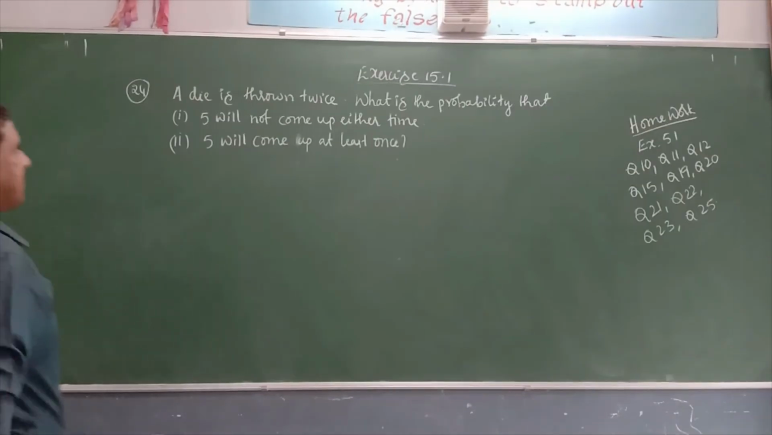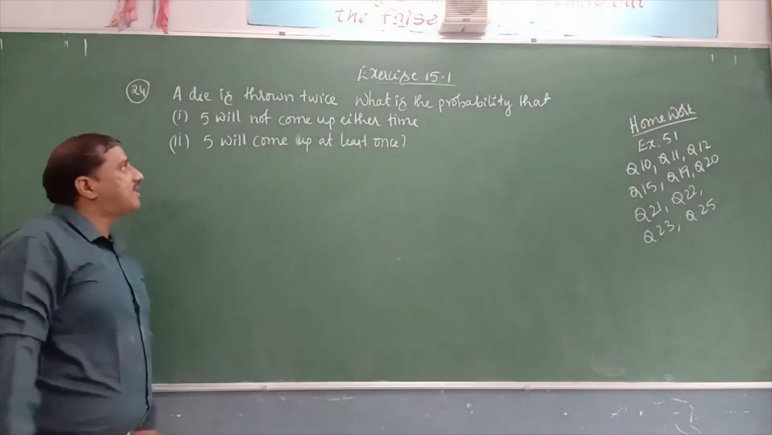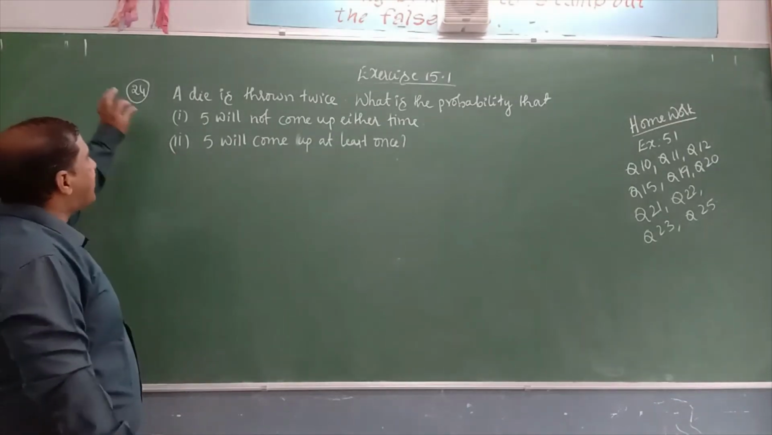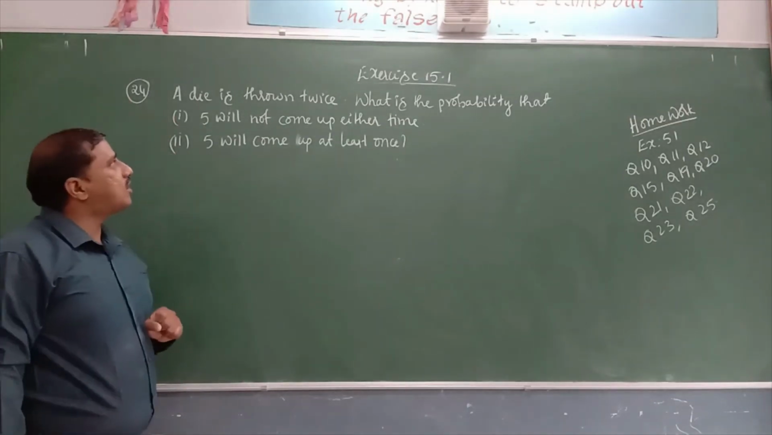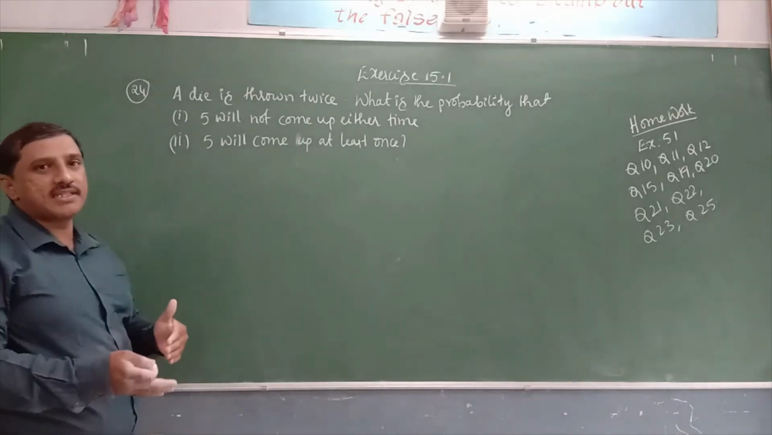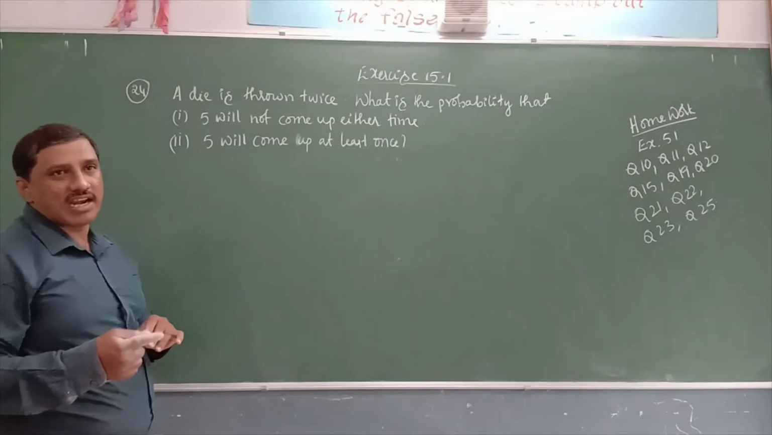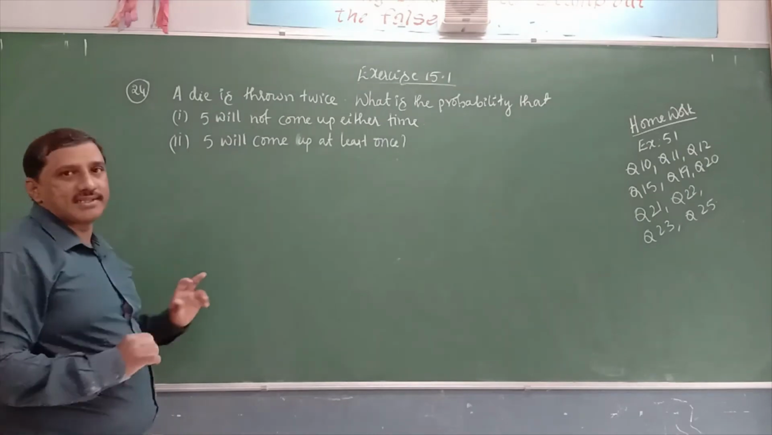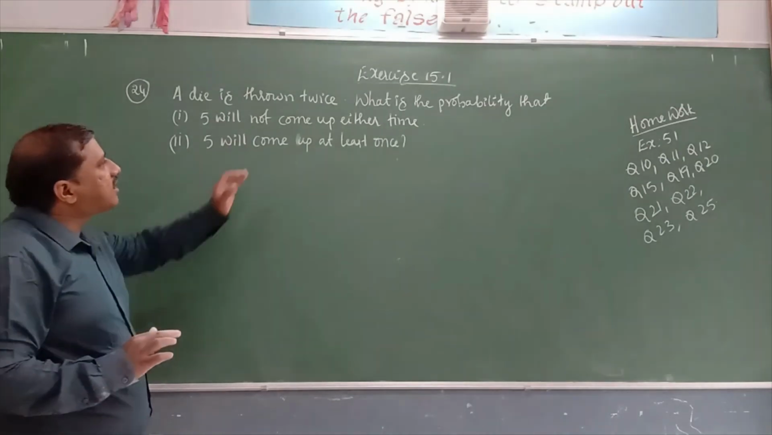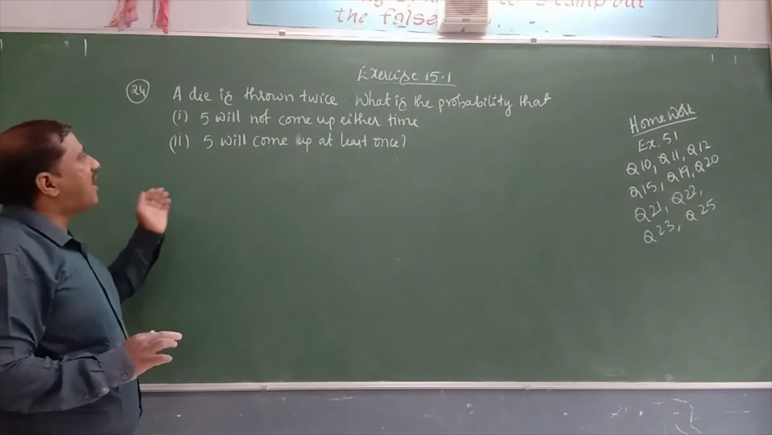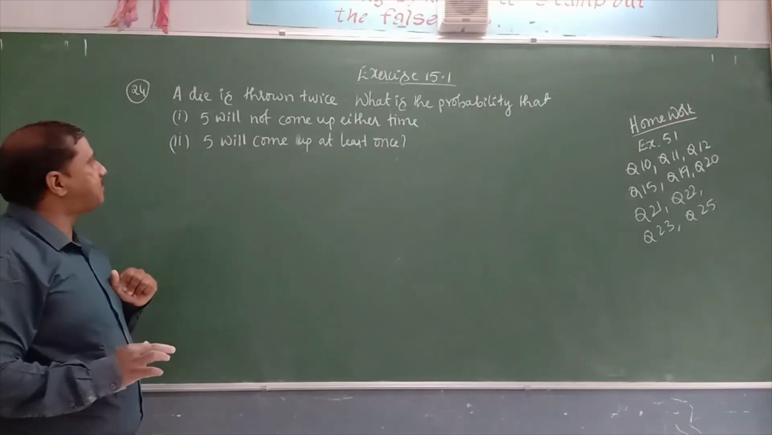Now we will discuss the 24th question from exercise 15.1. A die is thrown twice. Throwing a die two times is the same as throwing 2 dice simultaneously. We will read the problem here. It is given: what is the probability that 5 will not come up either time? And that 5 will come up at least once?